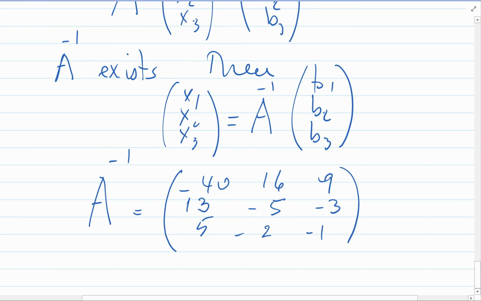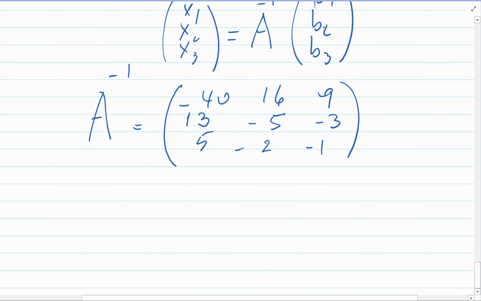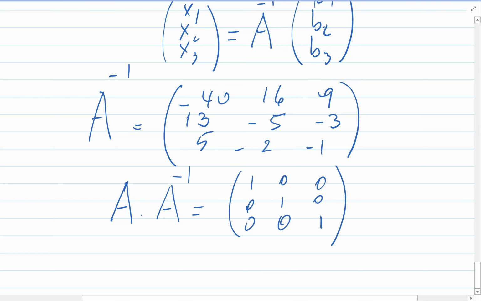Okay, now we can easily check our answer by looking at what is A times A inverse, and we should find the identity matrix. If that's the case, then our calculations are correct. If not the case, then our calculation is wrong.